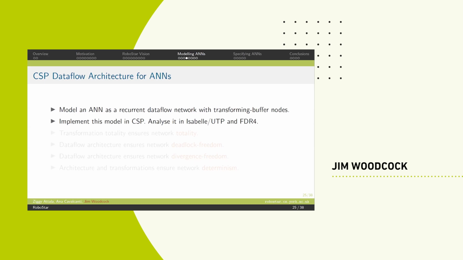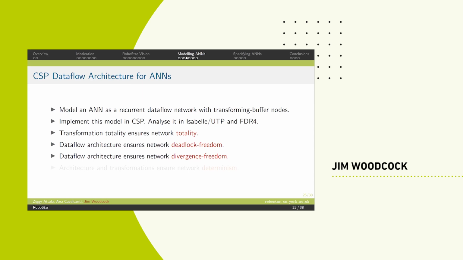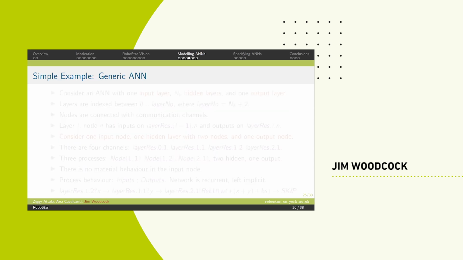So we implement this model in CSP and analyze it in the tools I've talked about. Now, because those transformations, multiplying by a weight and adding a bias, are total, that ensures the network's totality. You compose total functions, you get a total function. The data flow architecture ensures network deadlock freedom. It also ensures divergence freedom. And the architecture and the transformations ensure determinism. So we get a lot of properties from the pattern that we're using.